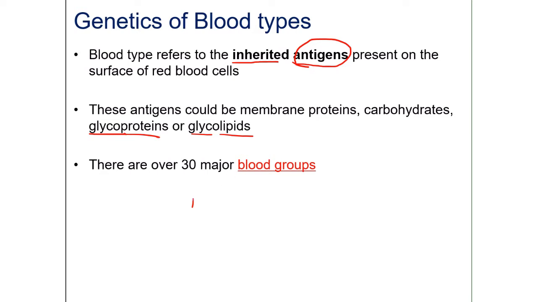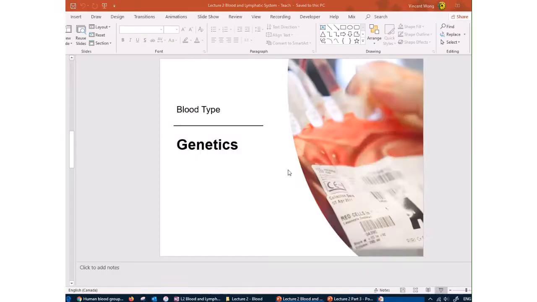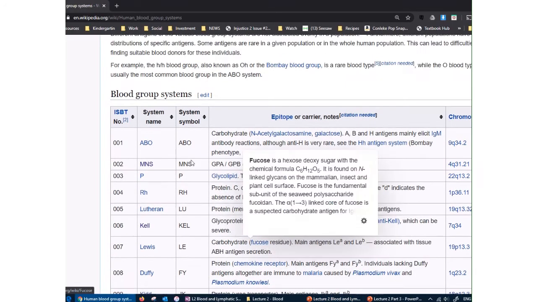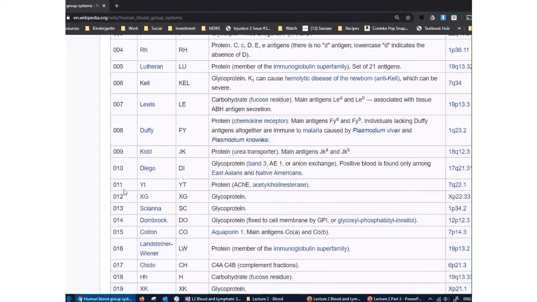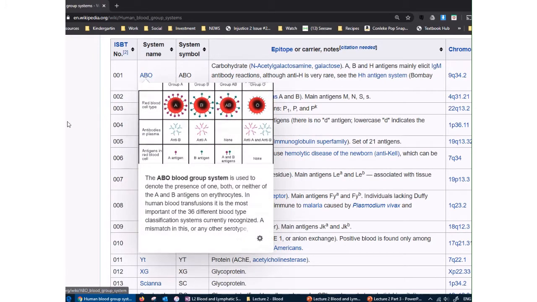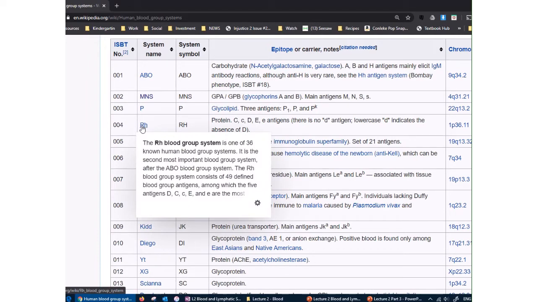So when you say you are A positive, for example, you are talking about the ABO blood group, and the positive refers to something called the RH blood group. But in fact, there are more than 30 major blood groups in the human population. So let's just quickly switch to Wikipedia right here, and you can see that these are all the different types of blood groups, right? So ABO is what we are familiar with, and then RH is the positive, negative that we talk about.